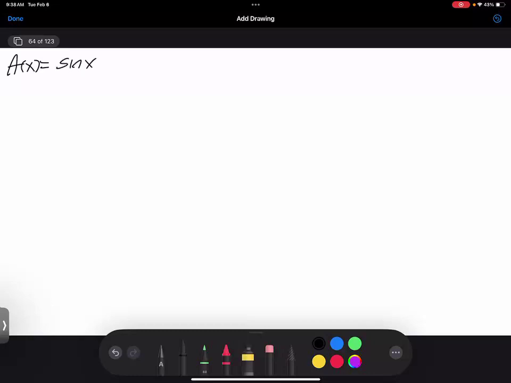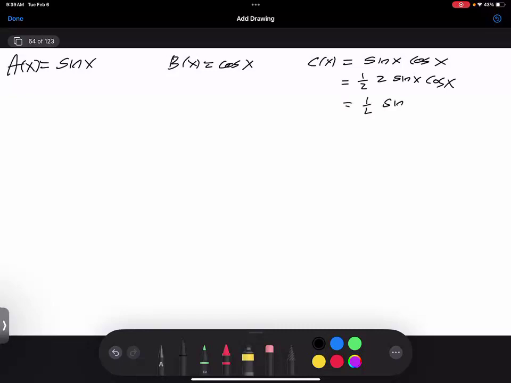Let's do a of x is sine of x, b of x is cosine of x, and then c of x is sine of x, cosine of x. Does anybody remember a nice way to simplify sine of x, cosine of x? Well, a nice way to rewrite that product. You have to remember your trig. So let me multiply by 1. It's the same as 1/2 2 sine x cosine x. Does anybody remember what 2 sine x cosine x is? It's a double angle. So this is just 1/2 sine of 2x.